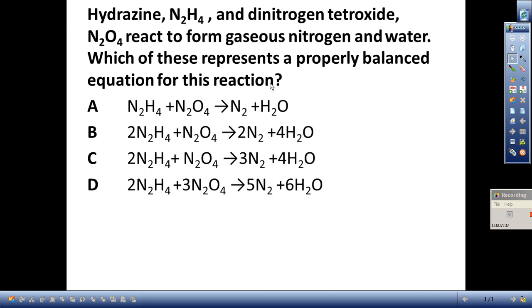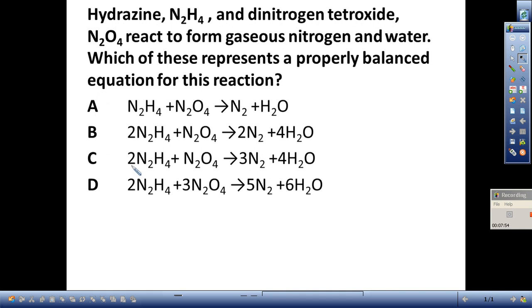So this is a question you're going to see on the final or state test. They're asking us, is this balanced? Or which one of these is balanced? Alright, so one has to be and the other 3 are not. Process of elimination, just pick one. You can kind of eyeball it, or you can just start working them out.